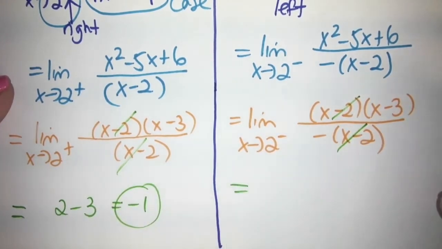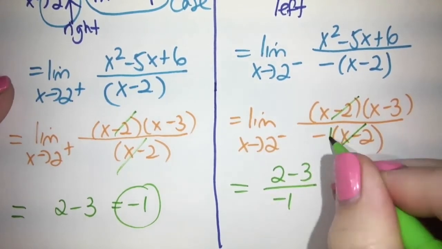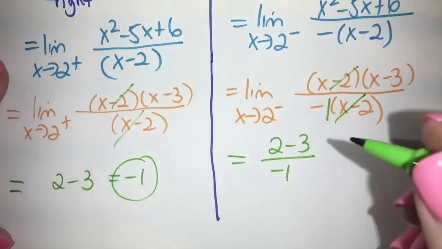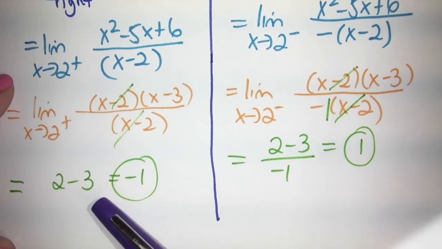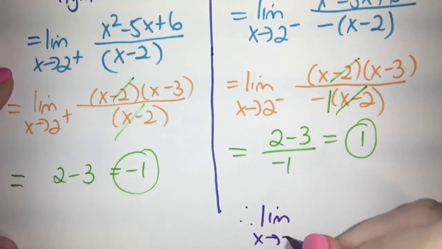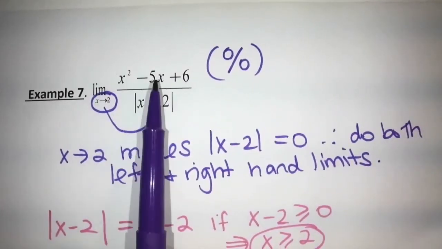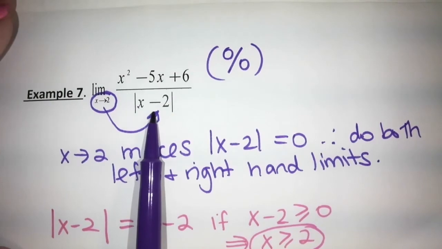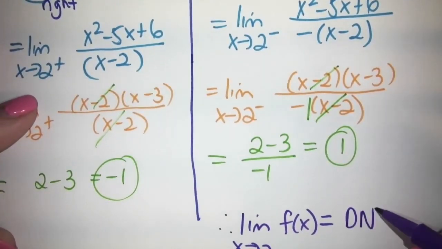And over here, we have 2 minus 3 over a negative 1, right? That negative on the bottom means negative 1. So that's positive 1. And so the issue is, the limits from the left and right are not equal. So that means, therefore, the limit as x approaches 2 of our original function, x squared minus 5x plus 6 over the absolute value of x minus 2, does not exist.